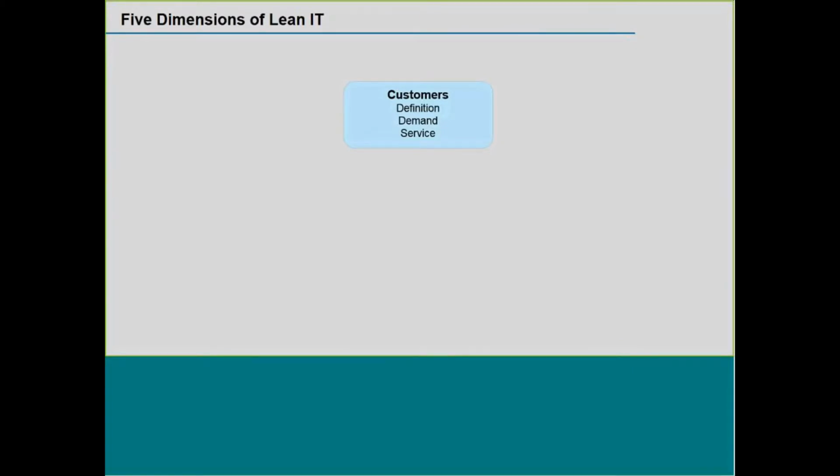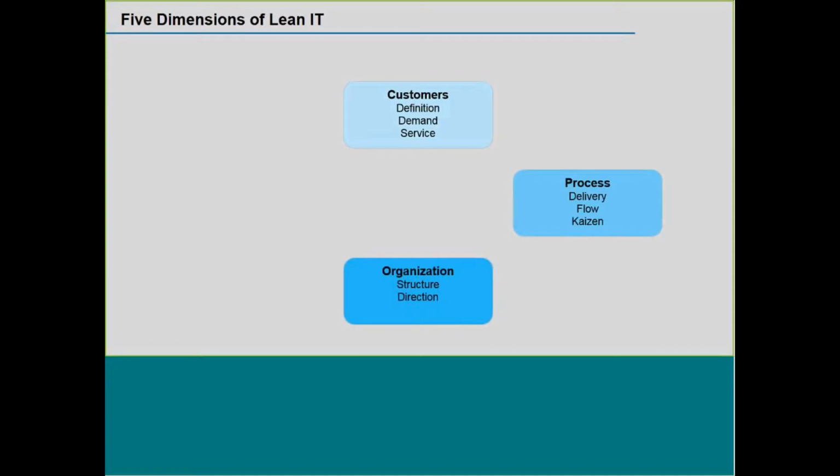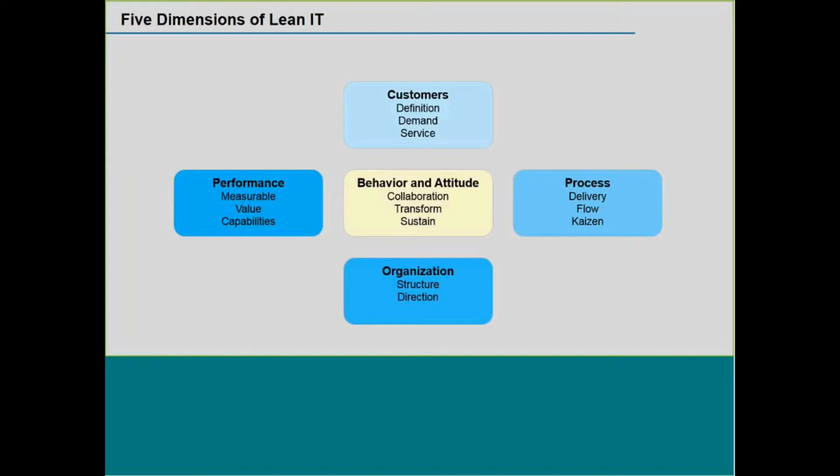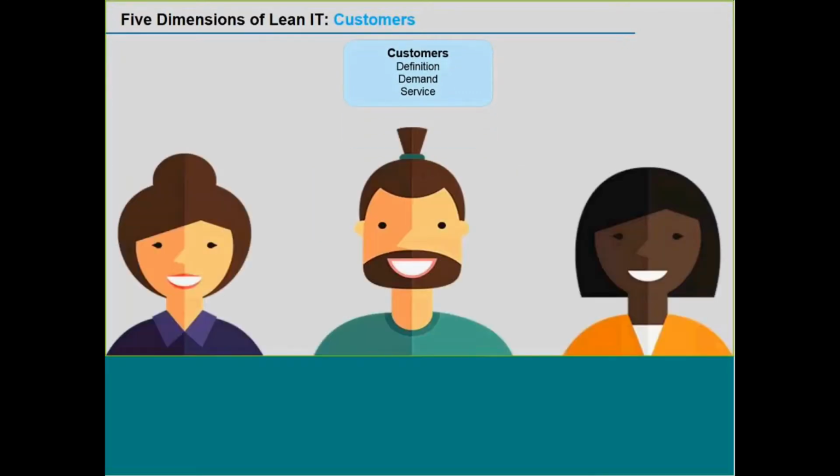So let's talk about these 5 dimensions of lean IT. The first one is customers, which we will start with right now. In the next course, we will dive into the process, followed by organization, performance, and behavior and attitude. Let's dive into customers.